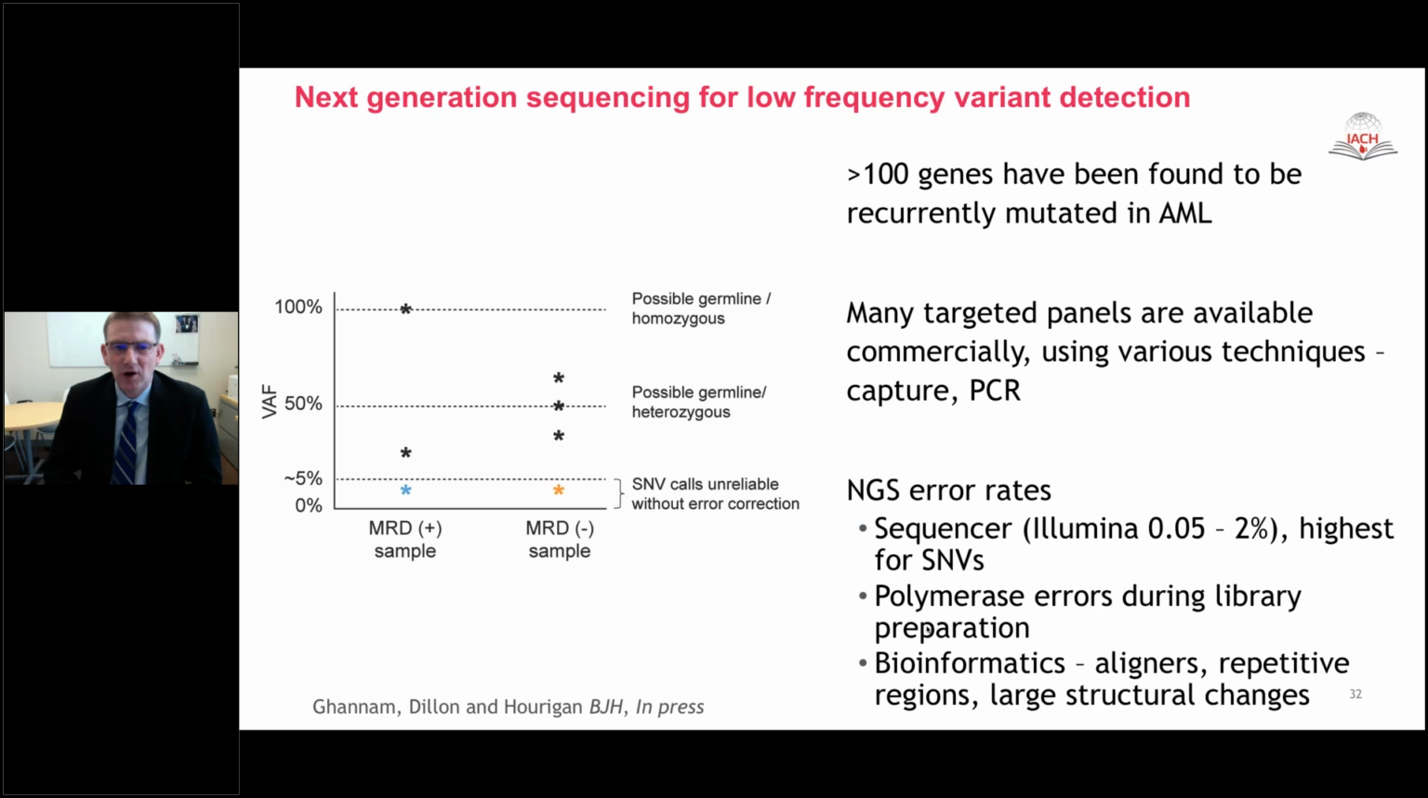And so there's been over 100 genes found to be recurrently mutated in AML and potentially trackable. We've talked about the error rates. This schematic from an article that will come out in British Journal of Haematology early next year takes you through the possible outcomes from doing a NGS test. And so germline mutations will be in the range of 50%. The area we're most interested in, those variants less than 5%, is the area which is most error prone for conventional sequencing.